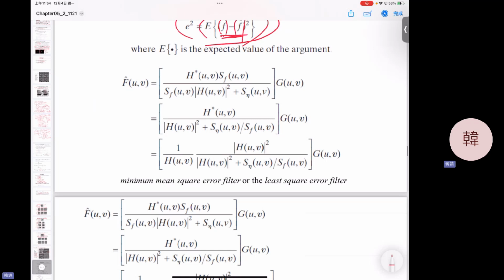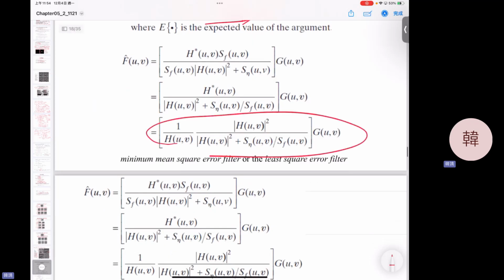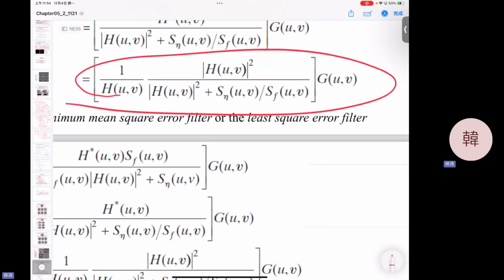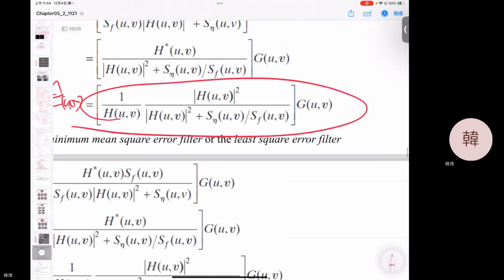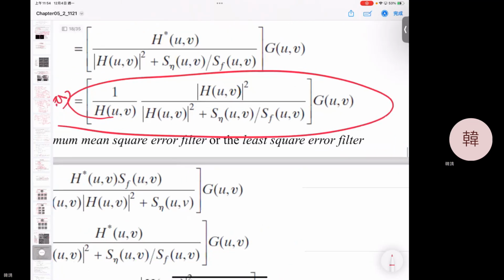Actually, for the Wiener filter, the design will look like this. What's this? If you look at this one, it's the estimated F(u,v). Your estimated new image looks like this one. So what do you have to know? What do you have to know?